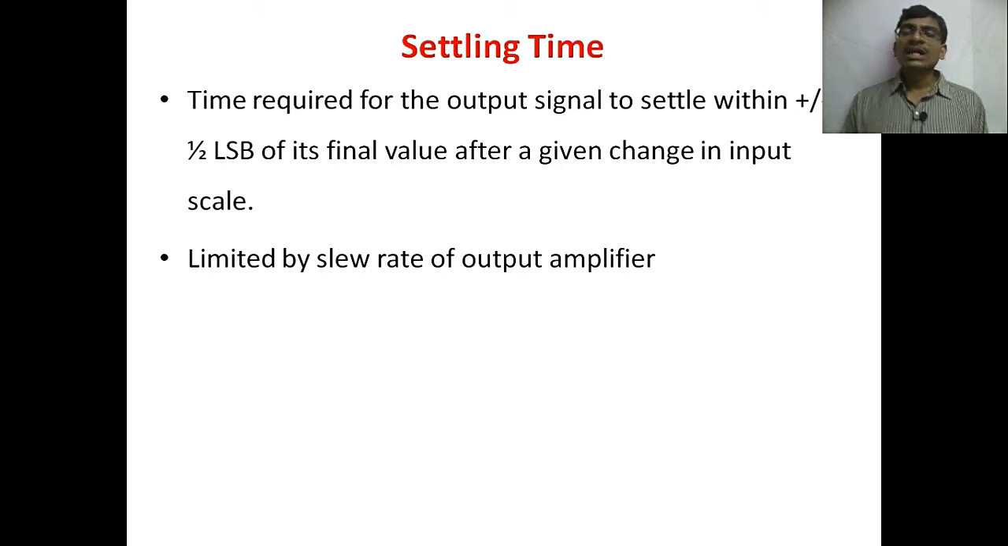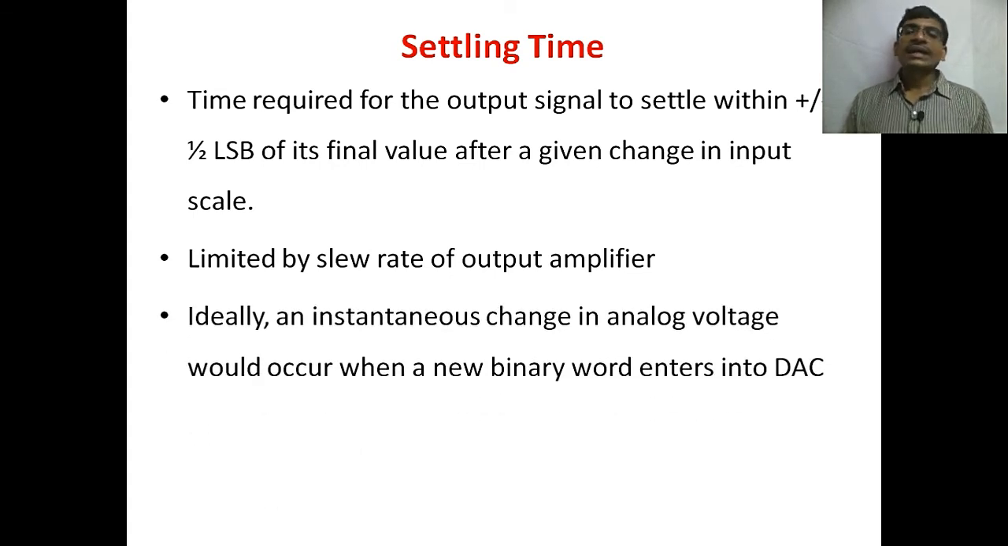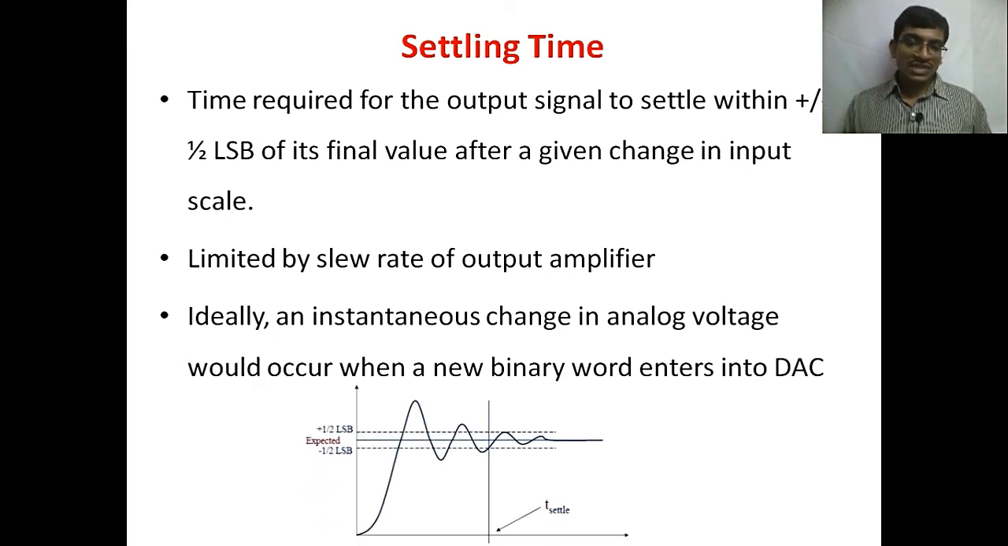Suppose you use an operational amplifier, then the slew rate of that op amp will affect the settling time. Ideally, an instantaneous change in the analog voltage would occur when a new binary word enters the DAC. Suppose our analog output should change from this zero position to this position. Whenever my input changes, the output will rapidly increase, and then it will take some time to settle down to this output voltage.